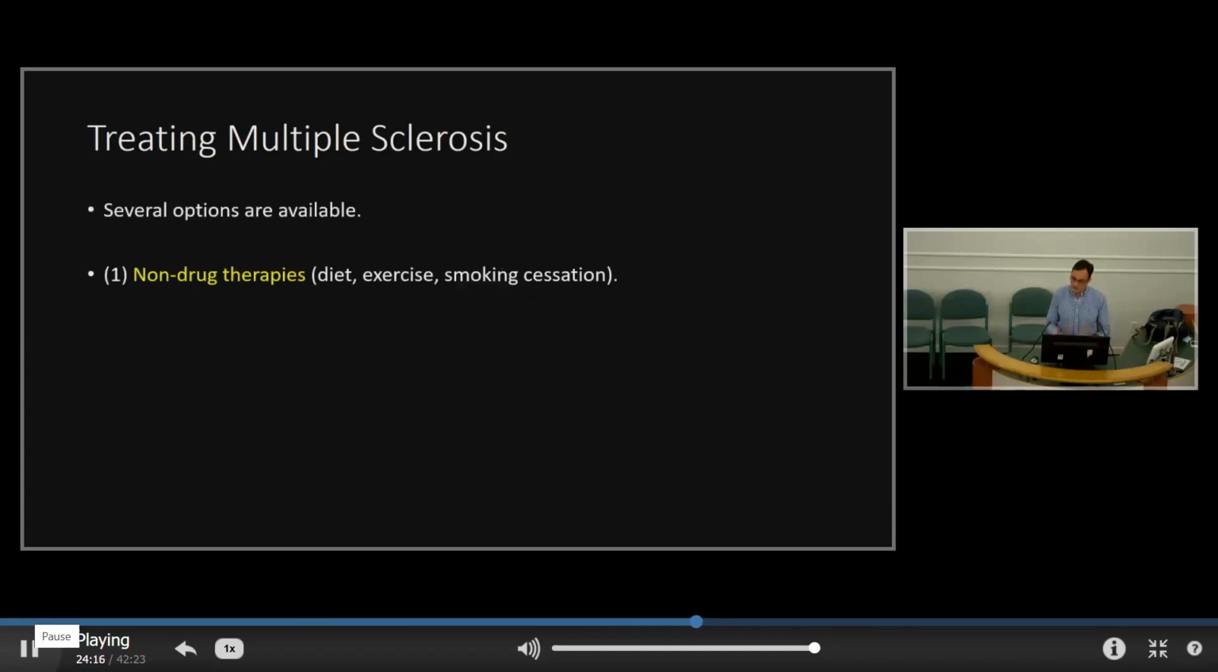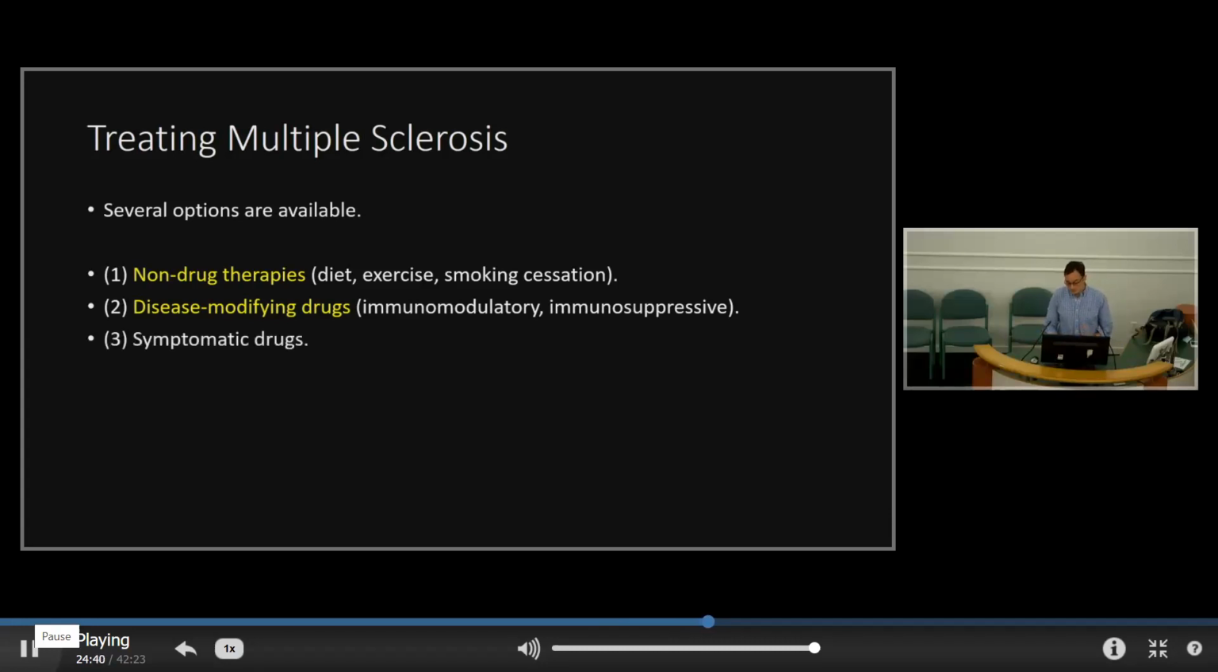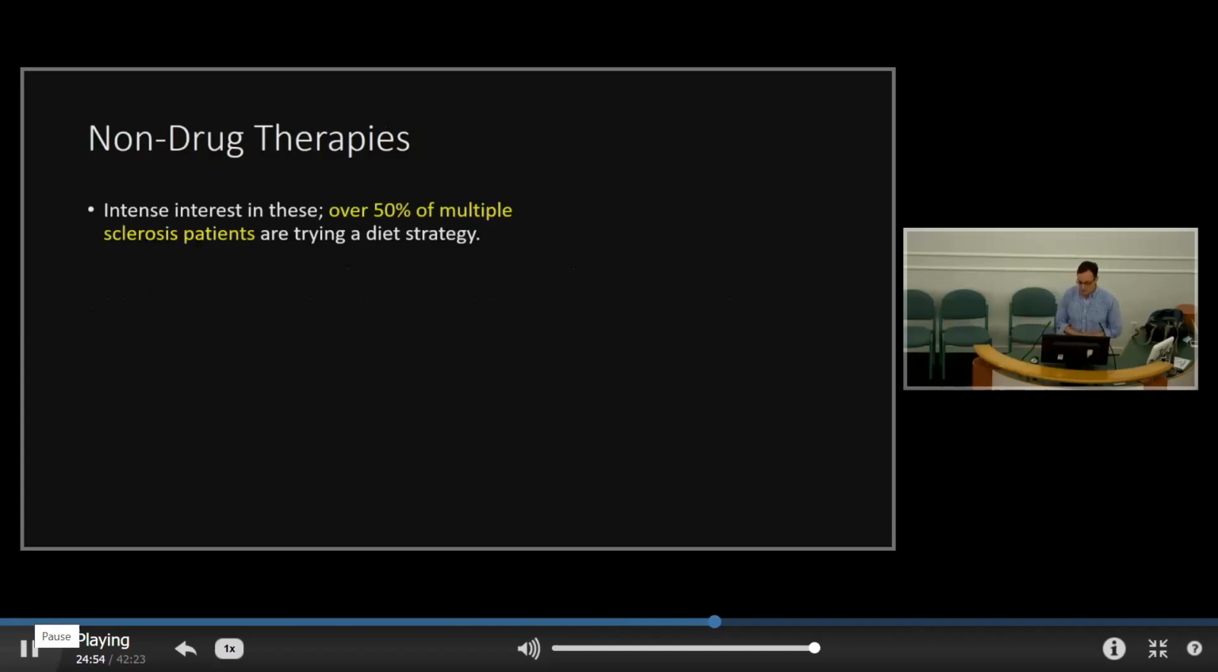So there are several options. First, I'll talk to you about the non-drug therapies. These are rising. A lot of patients are interested in these, and they are of course diet, exercise, and smoking cessation, which seems obvious in something like atherosclerosis, but it's very important in MS too. Disease-modifying drugs, so we give drugs designed to modulate or suppress the immune system. Of course, we think this is a largely immune-mediated disorder, so that is the rationale behind them. Symptomatic drugs don't really target the immune system, but they can improve the symptoms. And then I'll talk to you a little bit about stem cell transplantation, which a lot of people are getting excited about too.